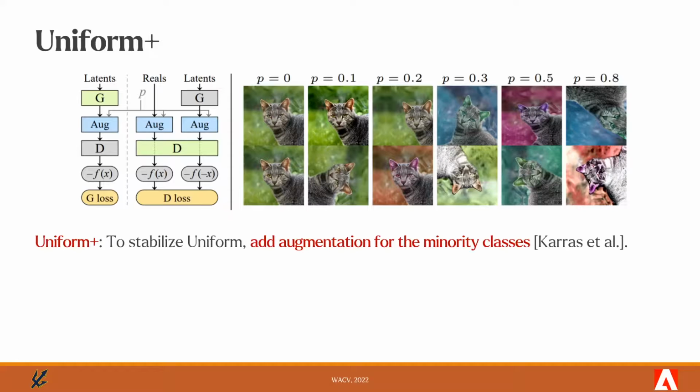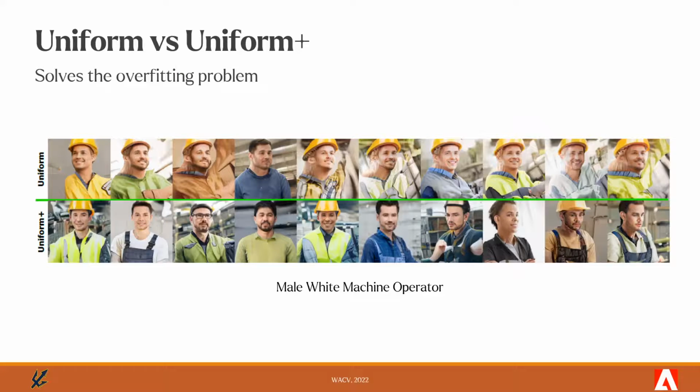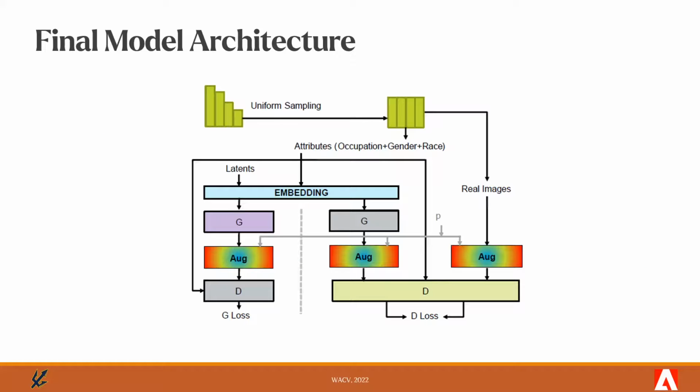To alleviate this problem, we introduced augmentation, and we also used augmentation in our vanilla model for fair comparison. These examples show the results between uniform and uniform plus, and you can see that uniform plus solved the problem of overfitting. And this shows our final model architecture.